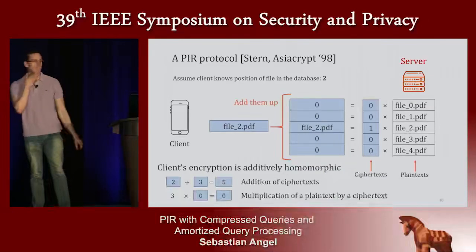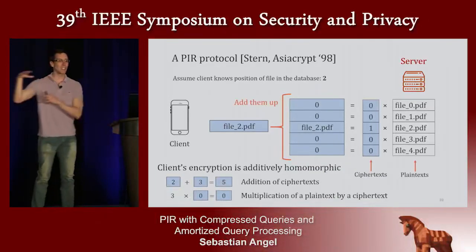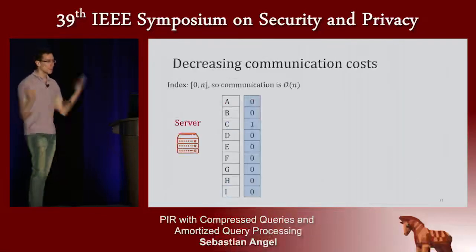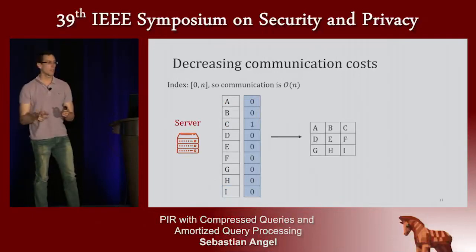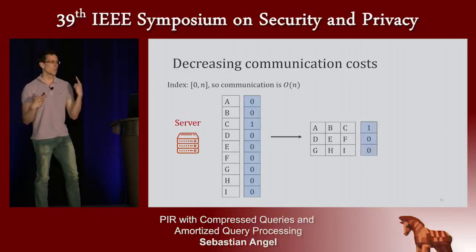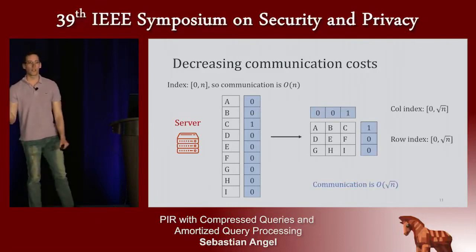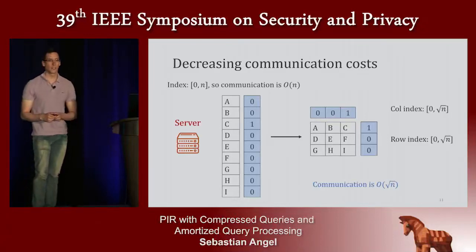Now, you might look at this and say, well, hold on one second. The size of the query vector is as large as the database, so how are we saving any communication at all? Well, there's a standard technique to reduce communication costs: if instead of representing the database as a vector, we represent it as a matrix, then we just need two queries, one to specify the row, one to specify the column. Observe that each of these query vectors is of size square root of n, and therefore the communication is going to be sublinear in n.